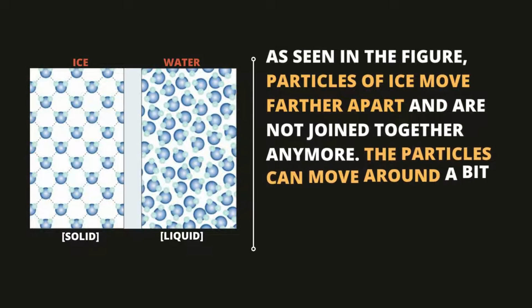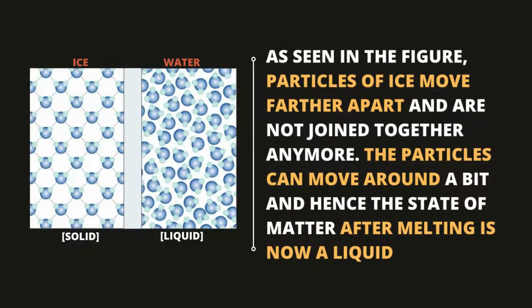As seen in the figure on the left, particles of ice move further apart and are not joined together anymore. The particles can move around a bit more, and hence the state of matter after melting is now a liquid, as shown on the right.